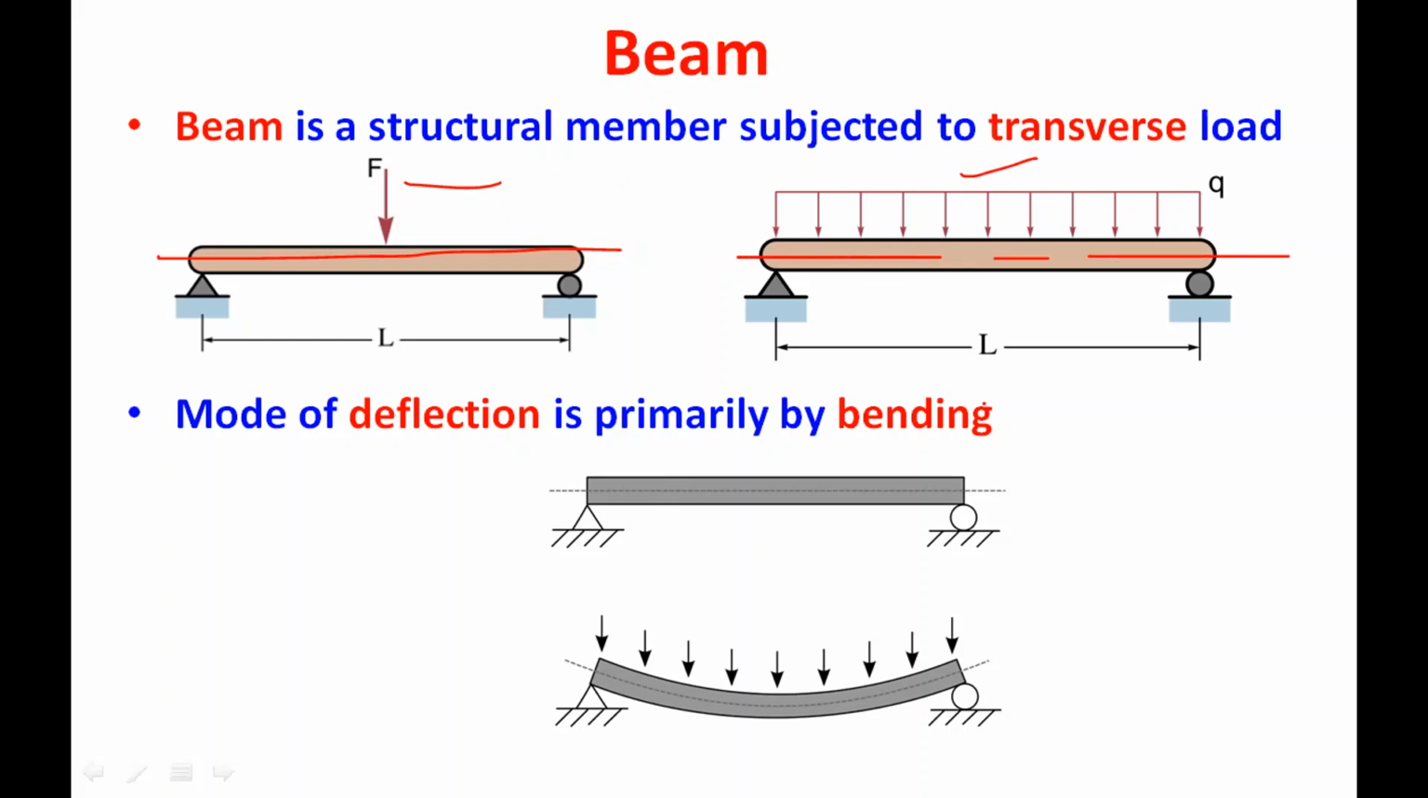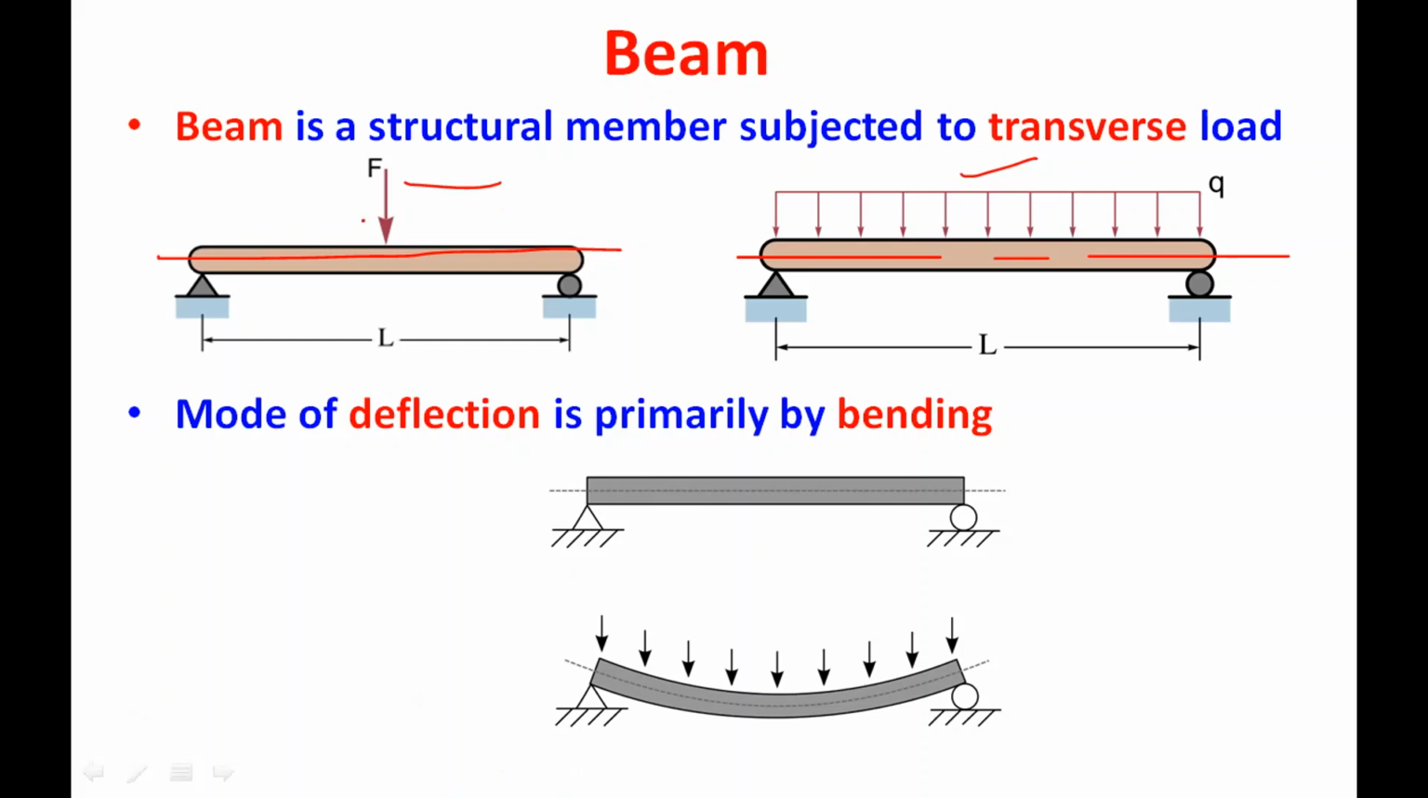And the third member is shaft. That is the member which is subjected to a torsion or twisting moment. In engineering, by considering these three members, bar, beam and shaft, we can easily solve any kind of problem. Now in this part, we are going to discuss the beam, the types of beam and how to formulate this beam into a mathematical model.